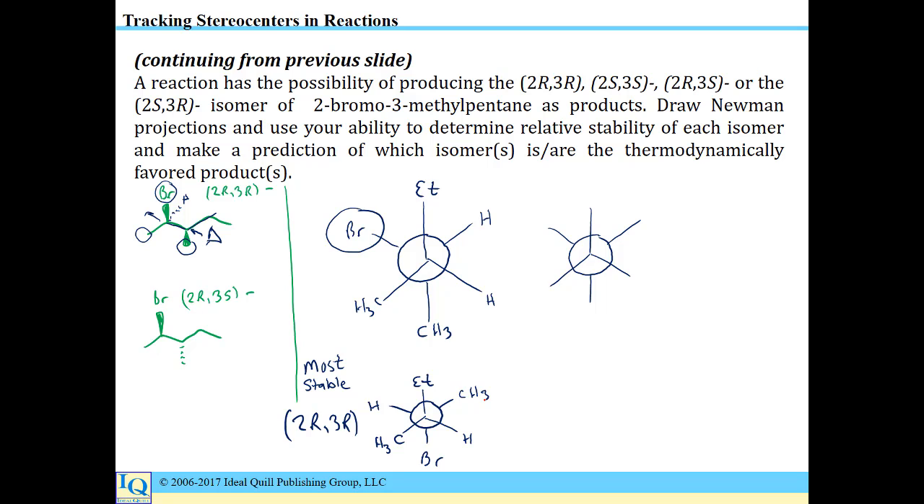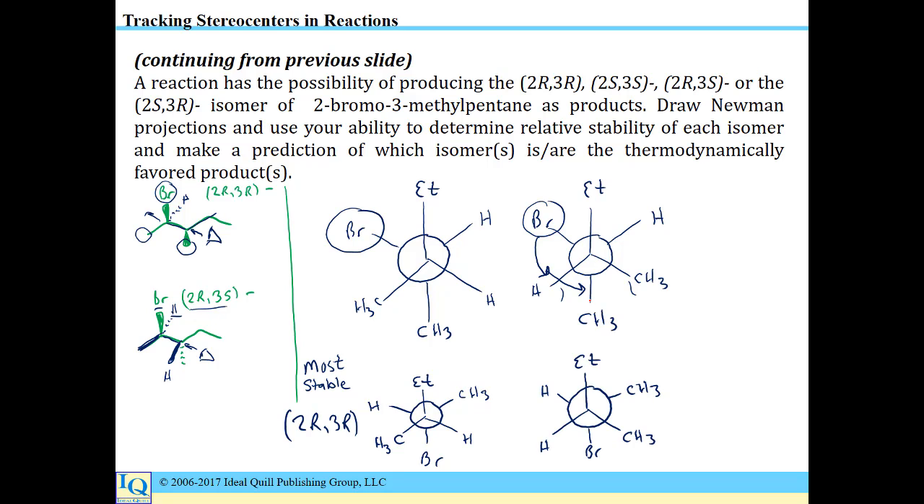Now we can go through the same process with the 2R, 3S isomer. And now again, our goal would be to put this bromine, the largest substituent on the back, in the position where it is between the two smaller substituents. So we want the bromine to rotate all the way down to where the methyl group is currently. And that allows us to very easily draw our most stable conformer.